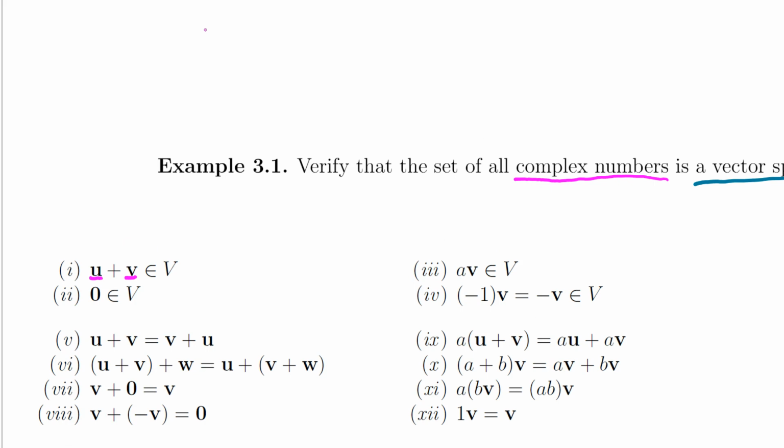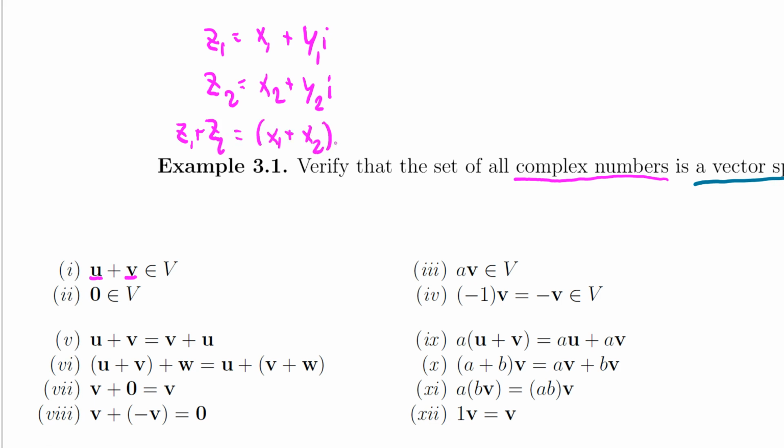So let's just say I have two vectors, c1 is x1 plus y1i, and c2 is x2 plus y2i. If I add these two complex numbers, I'm going to get c1 plus c2, and that's going to be, voila, x1 plus x2 plus (y1 plus y2)i. This is also a complex number, so it still remains a complex number, so it satisfies my first property. My 0 plus 0i, this is 0, this is also a complex number, so it belongs to my set.